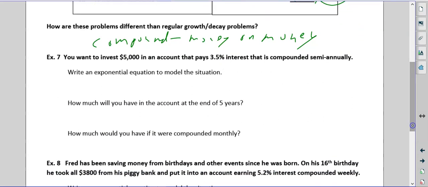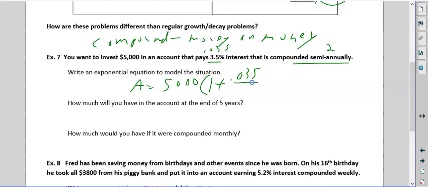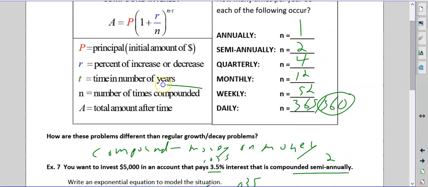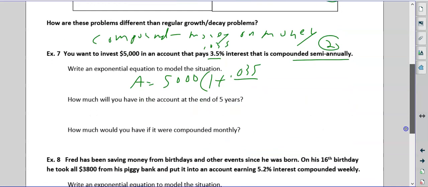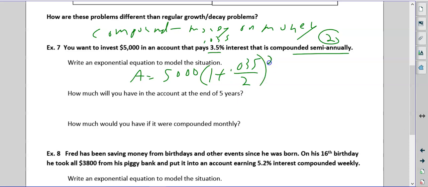So you want to invest $5,000 in an account that pays 3.5% interest that's compounded semi-annually. So remember, this is 0.035, and this means twice. So that would be future value, $5,000. 1 plus always, the rate on top, 0.035, N. Okay, so remember, look up here. N is the number of times it's compounded. That's this number right here. So that's going to be 2. And then a 2 here, and then T for time.